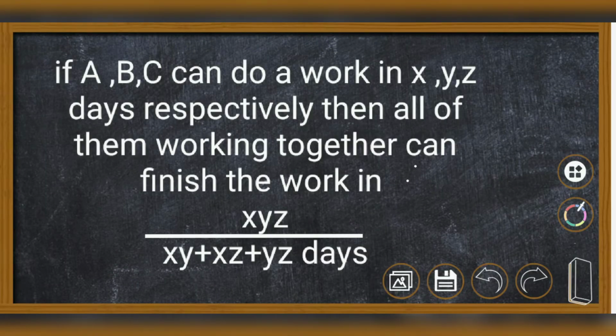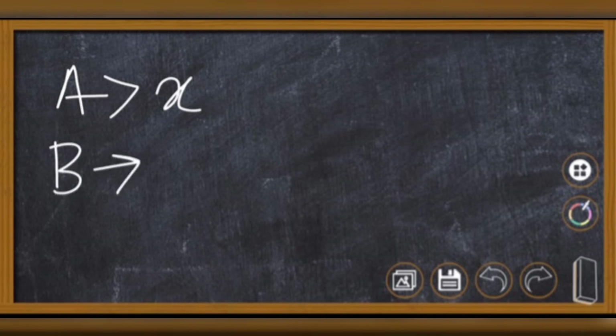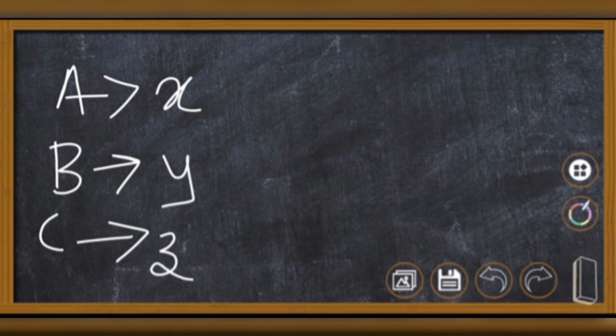Now we'll move on to the next theorem. If A, B, C can do a work in x, y, z days respectively, then all of them working together can finish the work in xyz by xy plus xz plus yz days. Here 3 persons are working, A, B and C, in x, y, z days respectively. A works for x days to complete the work, and B works for y days to complete the whole work. And C works for z days to complete the work.